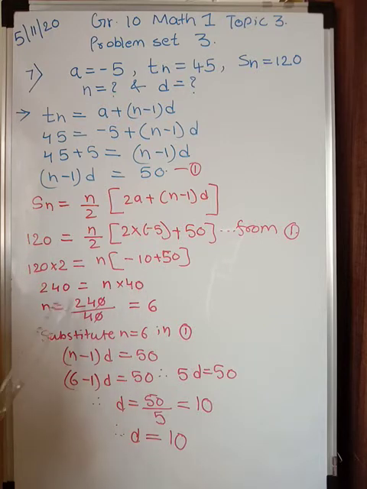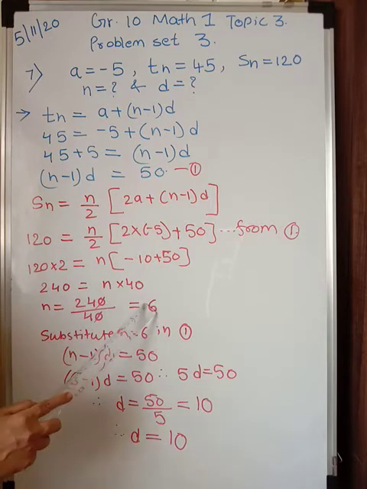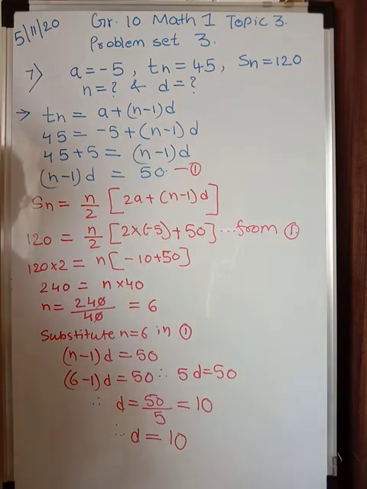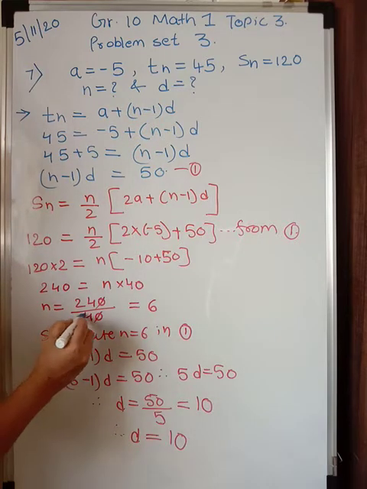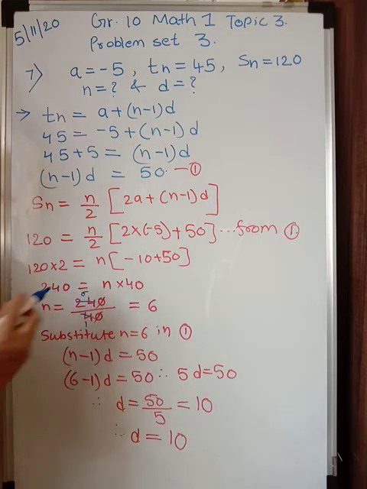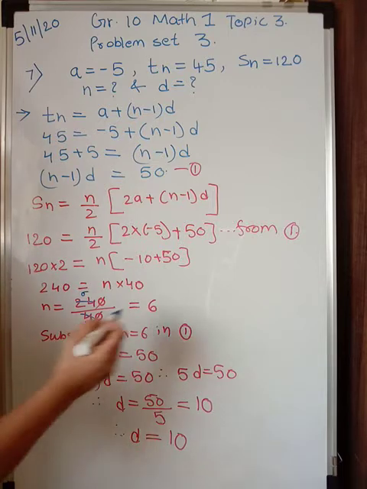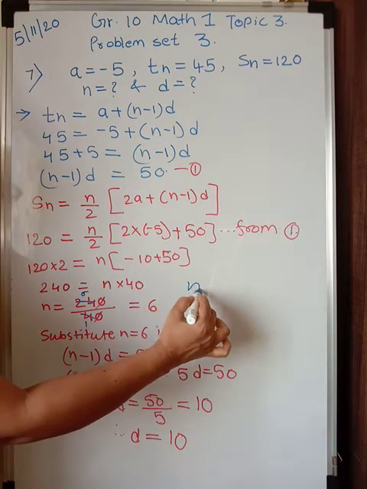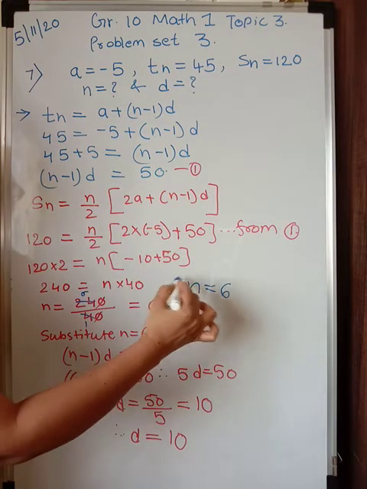So what will be n? n will be equal to 240 divided by 40. So the zeros are gone, 4 ones are 4 and 4 sixes are 24. So n is equal to 6. So the first answer you got, n is equal to 6.